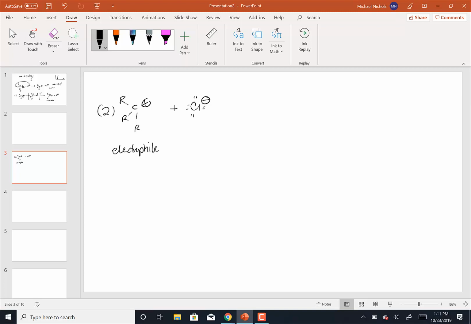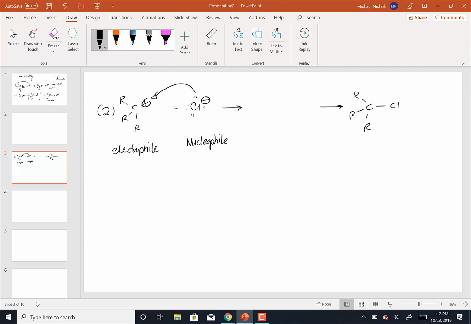So what's going to happen is the chloride's going to take its lone pair and donate it to the carbon to form the carbon halogen, in this case the carbon chlorine bond, and that will be no charges. It's 0 overall. Okay. So this is what we call our nucleophile.